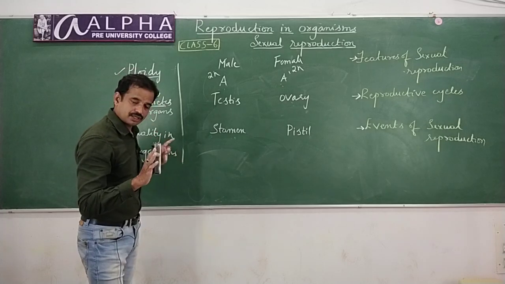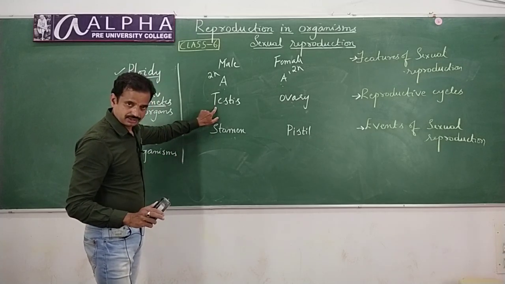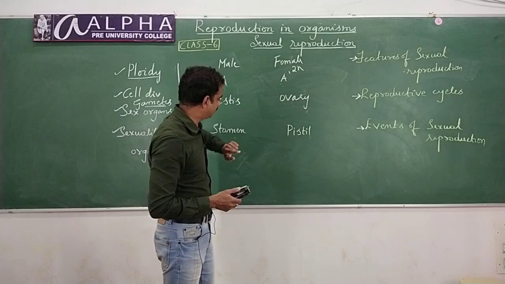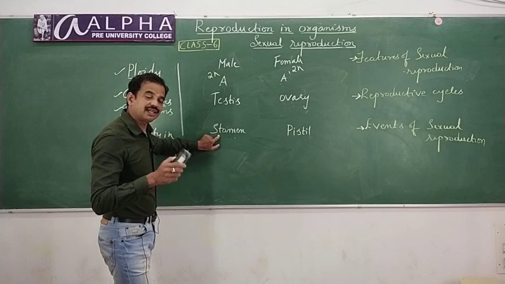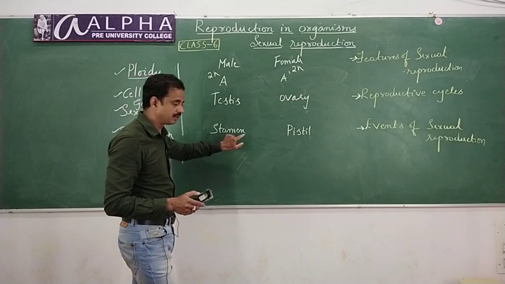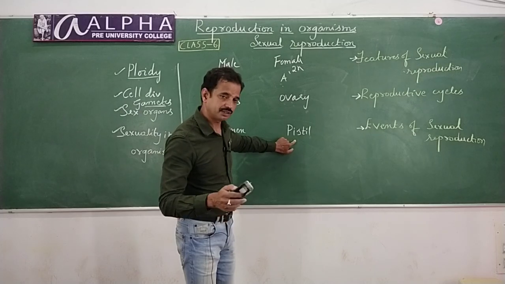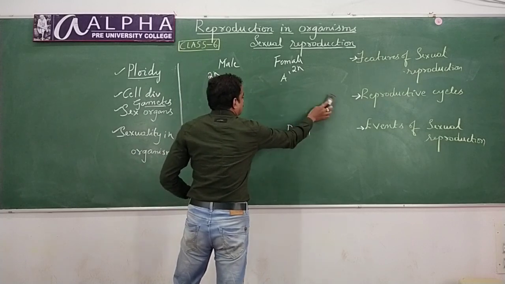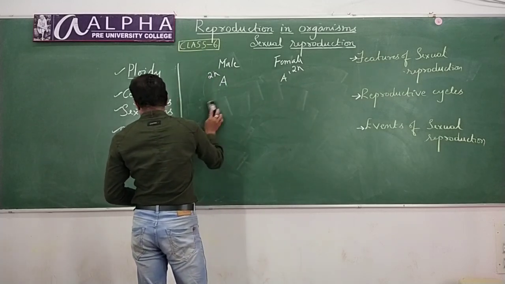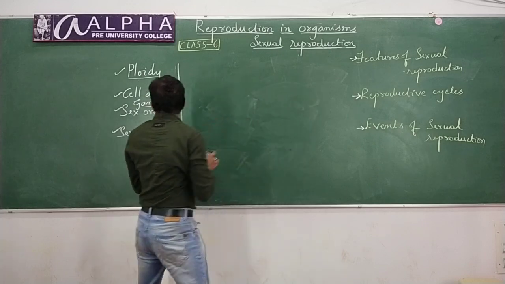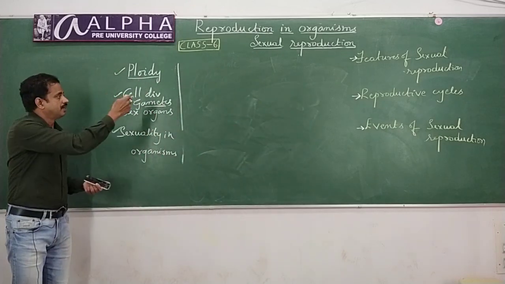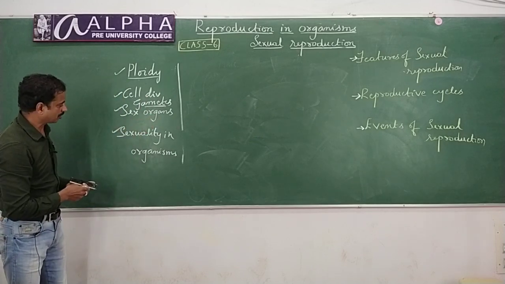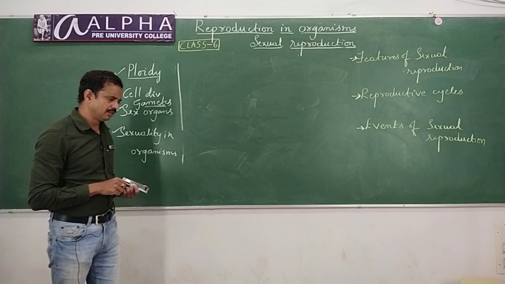So name these: the male sex organ is the testis in animals, the female sex organ is the ovary. The male reproductive part of the flower is the stamen, and the female reproductive part of the flower is the pistil. Okay, students, you remember this? Right. Next, what did we study? Ploidy, cell division. You got the idea about the gametes, the sex organs, and sexuality in organisms.